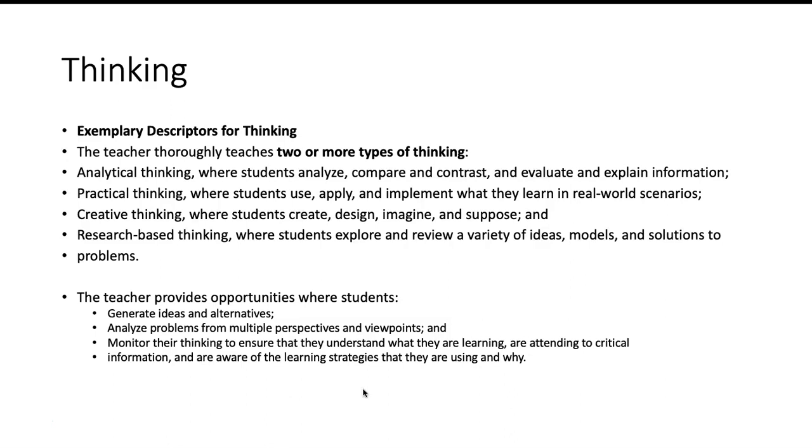So the way to earn a 4 or 5 in thinking is the teacher thoroughly teaches 2 or more types of thinking. And what's great about science is this is easy. So you need to just make sure your students are doing 2 or more of these types of things. Analytical thinking, where students analyze, compare, and contrast, and evaluate and explain information. Practical thinking is where students use, apply, and implement what they learn in real-world scenarios. Creative thinking is where students create, design, imagine. And research-based thinking is where students explore and review a variety of ideas, models, and solutions to problems.